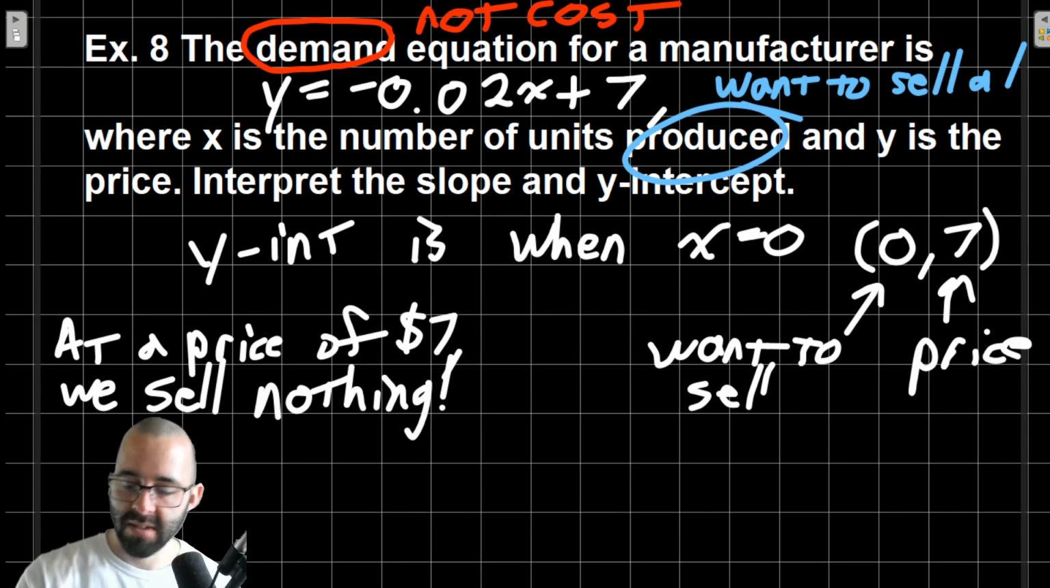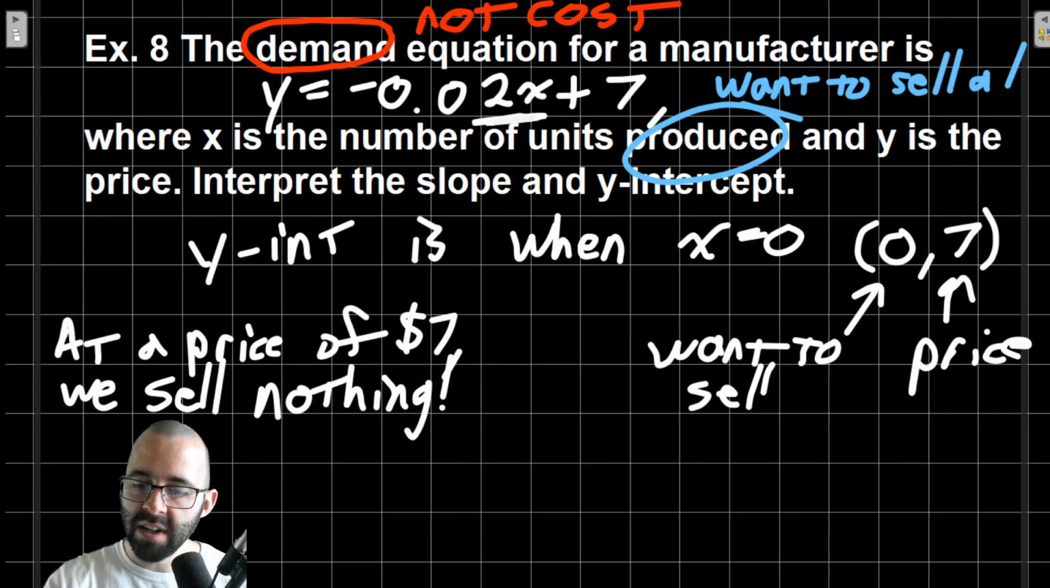But notice what happens. x is 0, price is $7. But as we increase the number of things we want to sell, the price is going to decrease. As x gets bigger, y gets smaller because we have a negative slope.